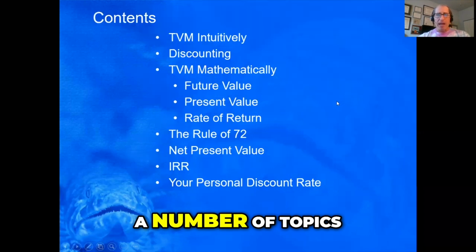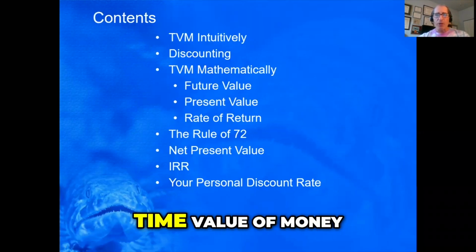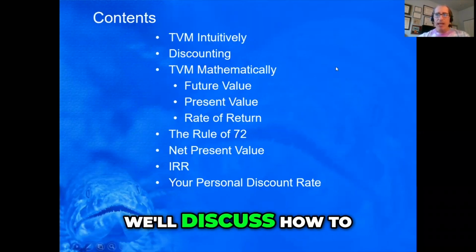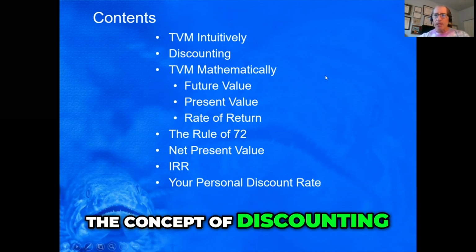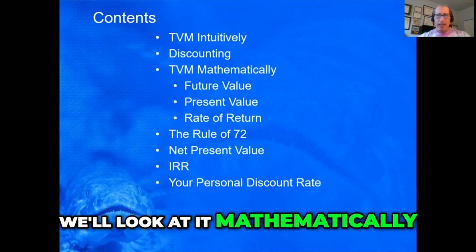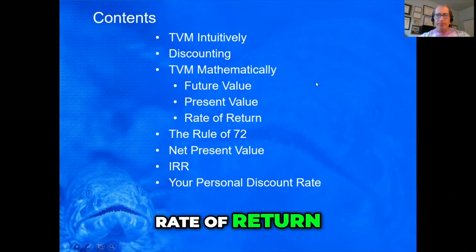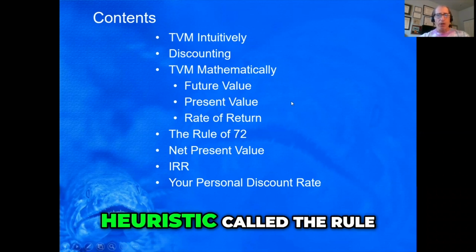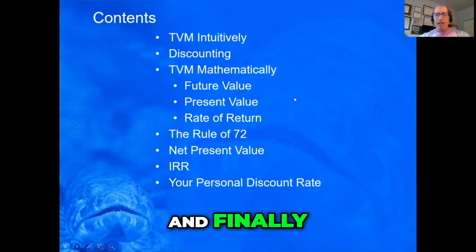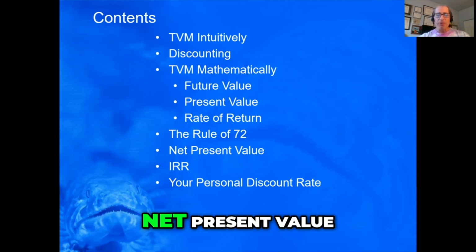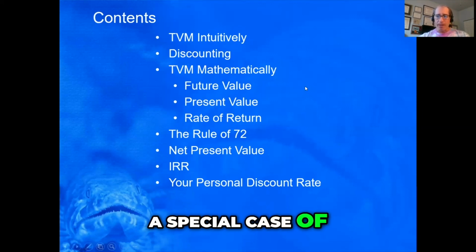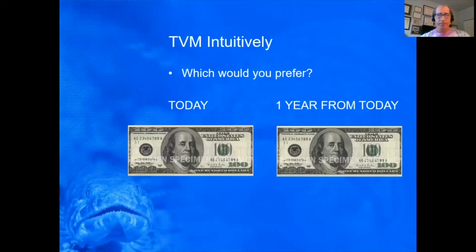We're going to cover a number of topics today, all around the time value of money. We'll discuss how to look at it intuitively, the concept of discounting. We'll look at it mathematically, including figuring out the rate of return. We'll talk about a heuristic called the Rule of 72. And finally, we'll get into the important parts about your personal discount rate, net present value, and how IRR is a special case of net present value.